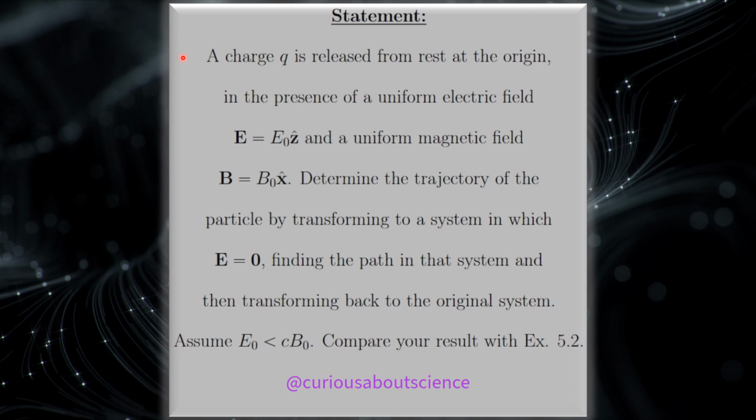Finding the path in the system and then transforming back to the original system. Assume that E naught is less than C B naught and compare your results with example 5.2. So it looks like we're going to have some kind of cyclotron motion with the uniform magnetic field. But let's see how it works out and what this assumption means. We'll see that come through. But fun question to tally up. Let's draw it out.